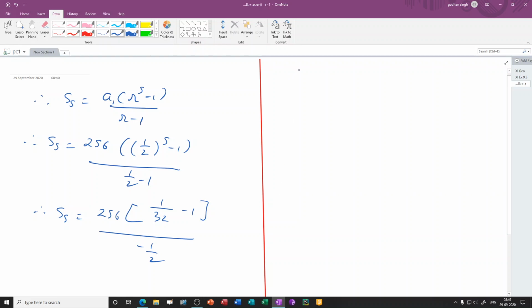Now simplifying this further, we will be having S5 equal to 256. This will become 1 minus 32, that is minus 31 over 32, and this minus half can be taken in the numerator, it will become minus 2. And we know that if you multiply 32 with 8, here 8 into 2 is 16, 1 carried over, 8 into 3 is 24, 24 plus 1 is 25. So these two will be cancelled out and we'll get here 8.